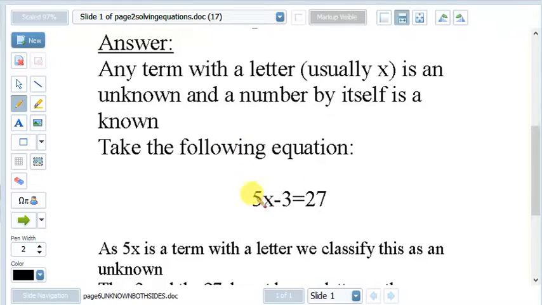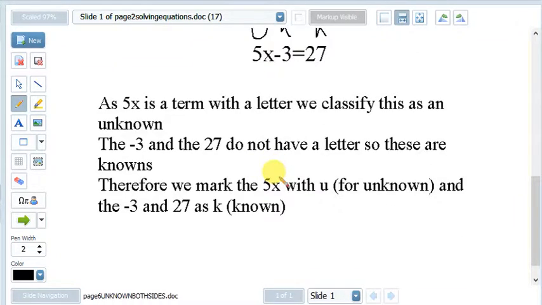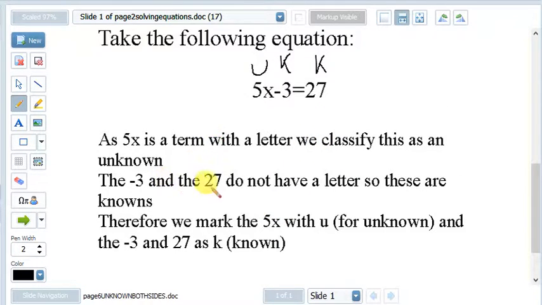So 5x, now that's one term in the equation. It has a letter, so that is an unknown. Minus 3 doesn't have a letter, so it's a known, and 27 is also a known. So as the 5x is a term with a letter, we classify this as an unknown. The minus 3 and the 27 do not have a letter, so these are knowns. Therefore, we mark the 5x with a U and the minus 3 and the 27 with a K for known.